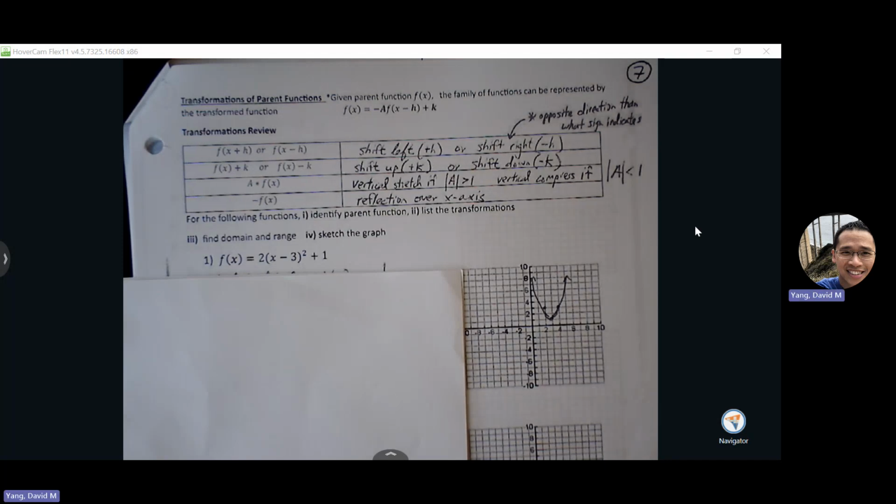All right, good morning, everyone. We're going to continue with our notes. We talked about parent functions yesterday, so we're just going to look at some transformations.